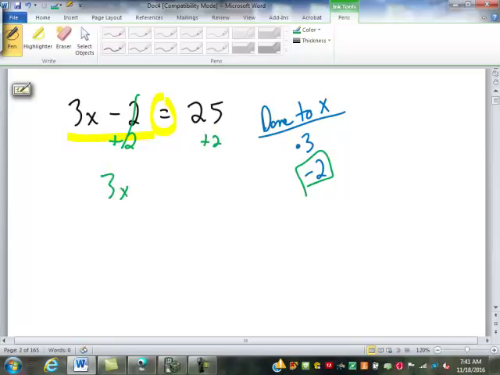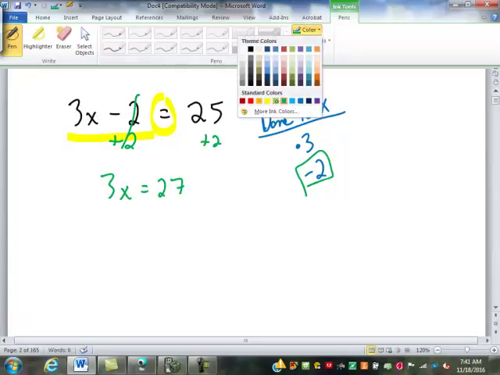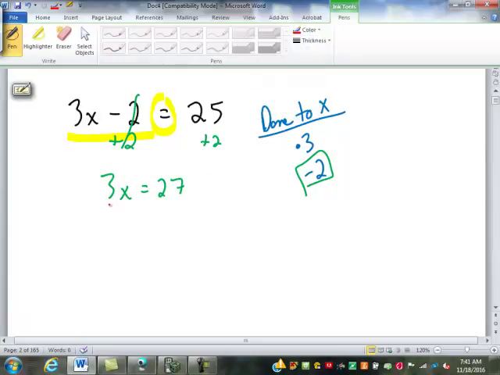So that's gone. We have 3x equals 25 plus 2 is 27. Now we can take off the 3. It's multiplied, so we're going to divide it. So x equals 9.